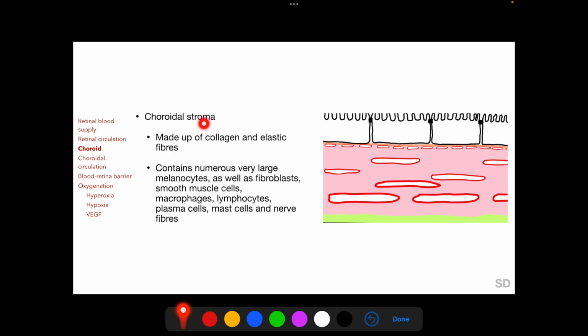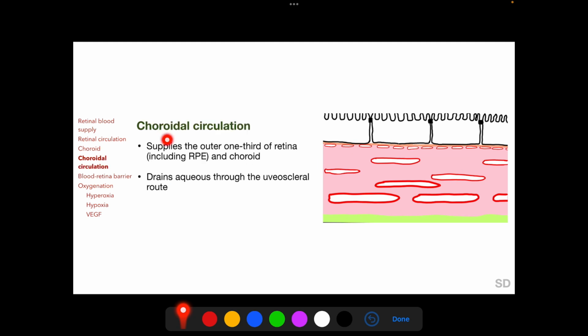The choroidal stroma is made up of collagen and elastic fibers and contains numerous very large melanocytes as well as other cells. Choroidal melanomas arise from these melanocytes. The choroidal circulation, as we have mentioned, supplies the outer one-third of the retina, the retinal pigment epithelium, and the choroid itself. The choroidal circulation also drains aqueous humor through the uveoscleral route.